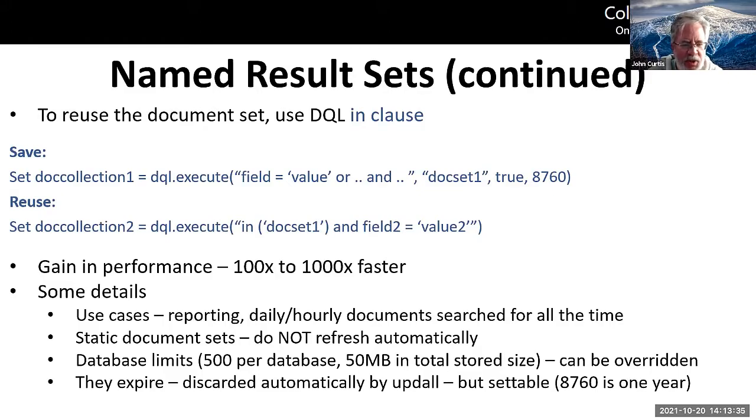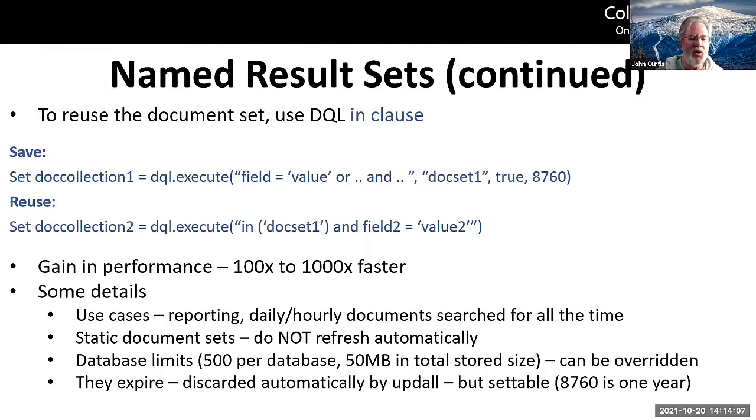Well, this one says, look, I want you to find, first of all, if docset1 exists, I don't care if it's a view name called docset1 or a folder. If docset1 exists as a result set, pull it in, use that. Get those set of documents inside the syntax, and you see and field equals value 2. This is a sample of how you would use this thing, and you get the idea that this should be faster. It's much faster. It's 100 to 1,000 times faster than the original query.